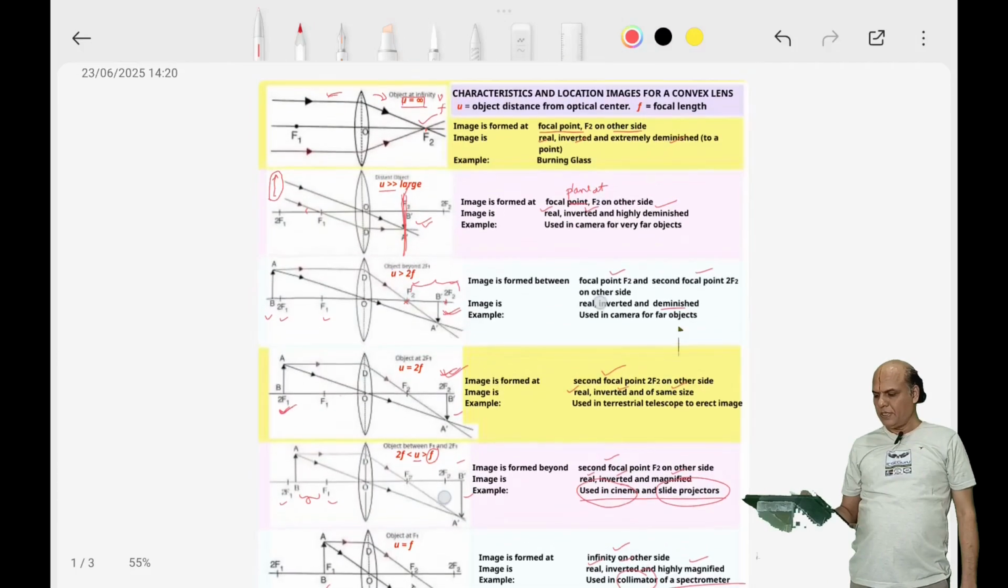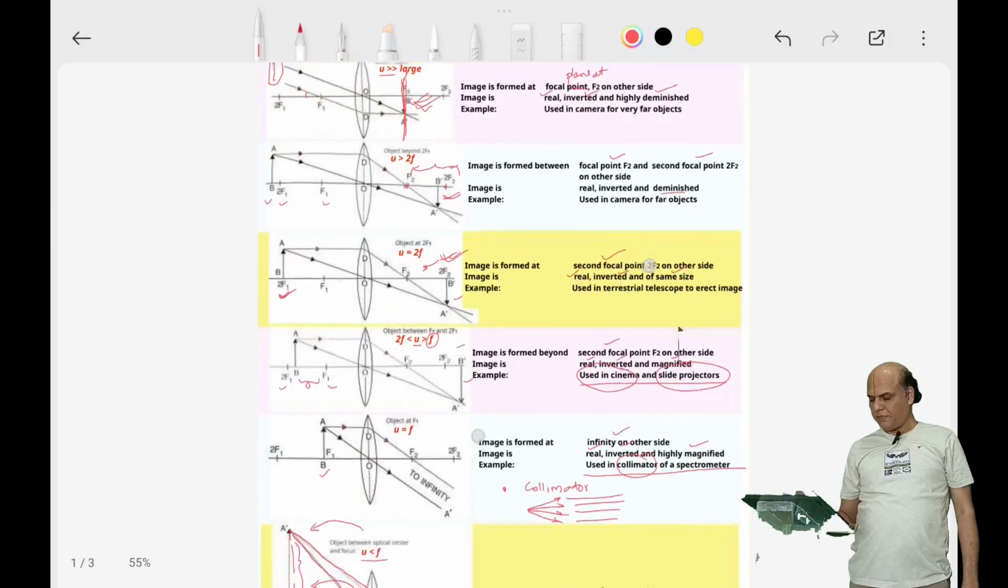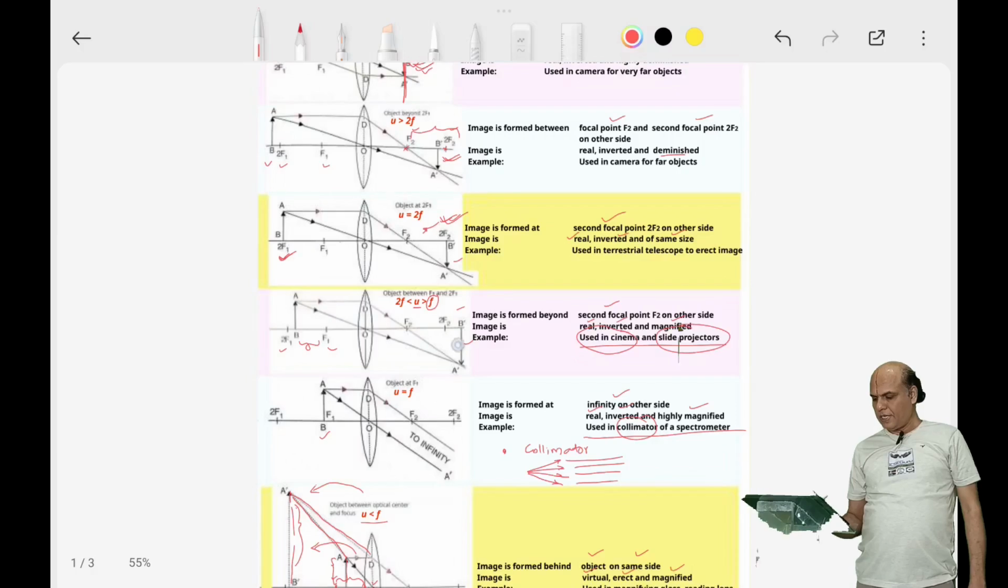So here you see, slowly the image was diminished to a point. This is extremely diminished, like highly diminished. This is extremely diminished to a point. This is highly diminished. This is diminished. Now it became equal. Now you see, it started magnifying.